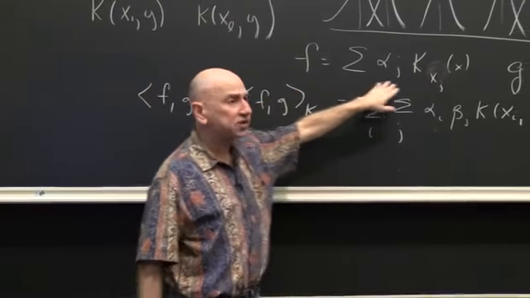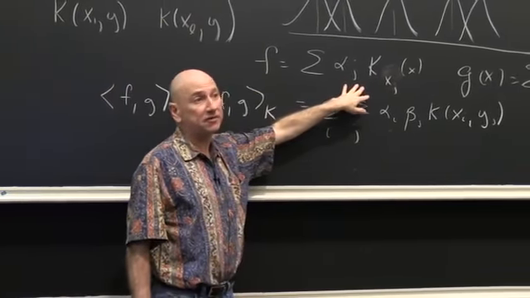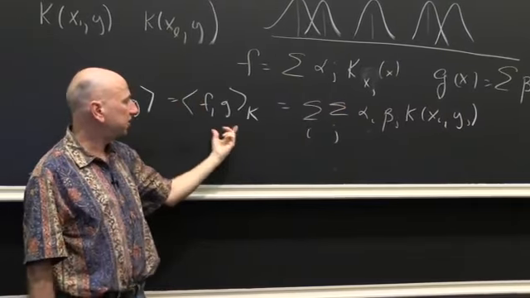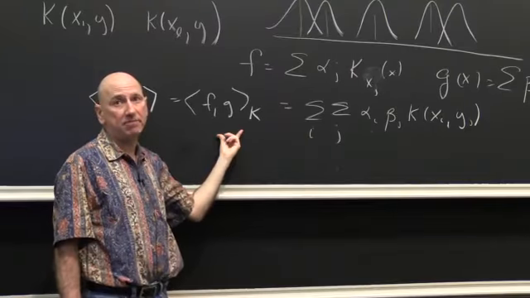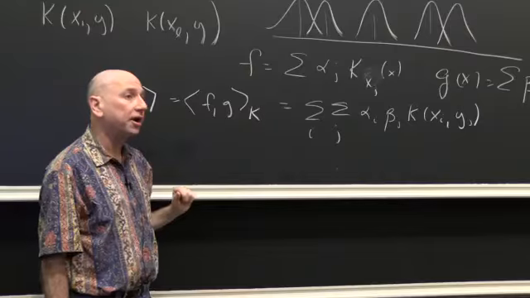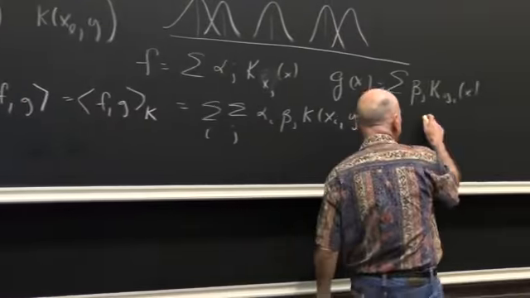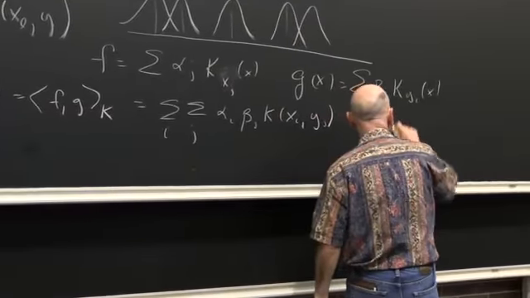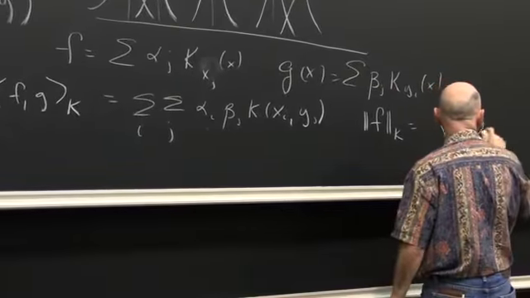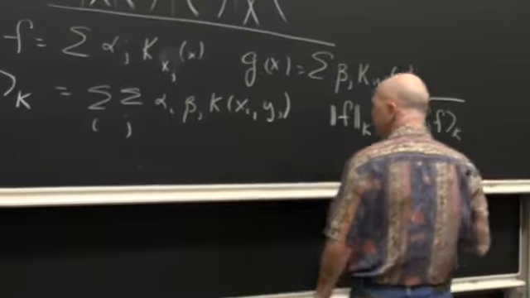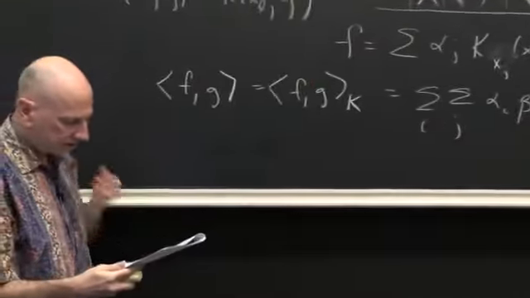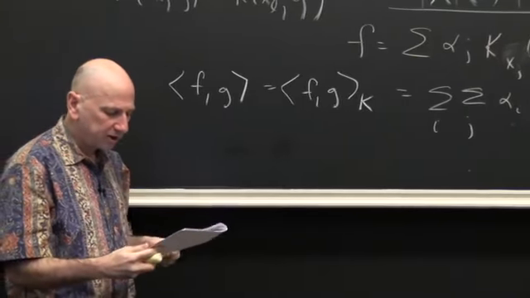And one thing you can check is that this is a well-defined inner product, because I haven't told you, if I write f this way, maybe I could write it as a different linear combination too. Who says it has a unique representation? But it turns out that you can show that the inner product is still well-defined. You get the same number regardless of which representation you write. And of course, it defines a norm, namely the inner product of f with itself. So now we have a class of functions, an inner product and a norm.